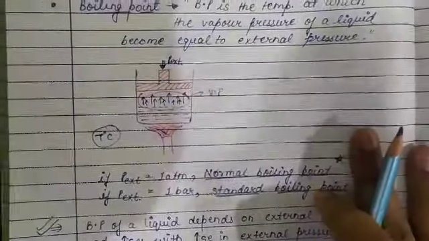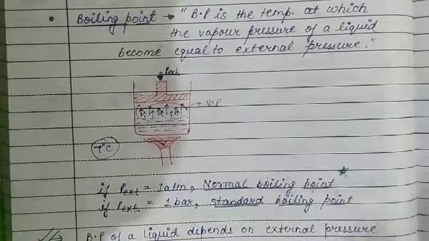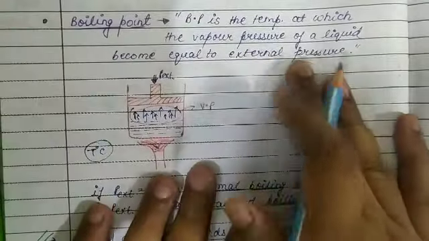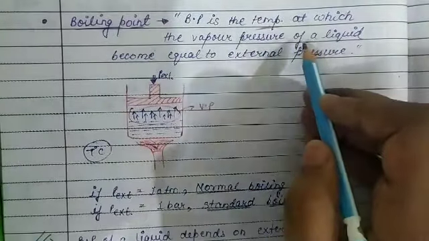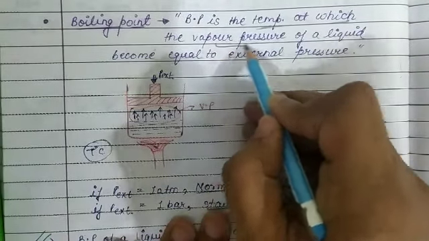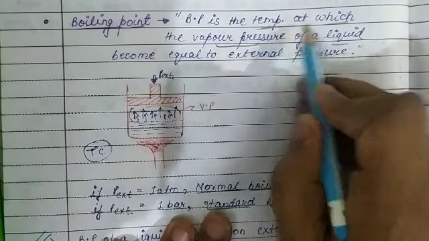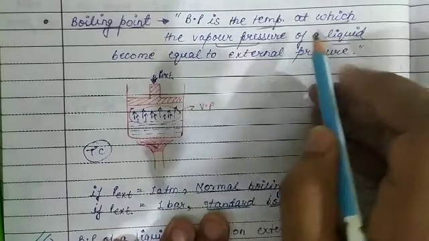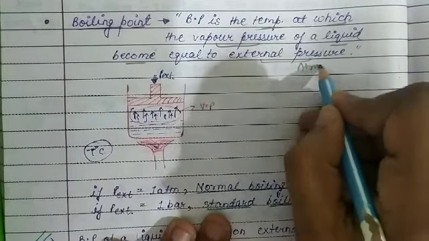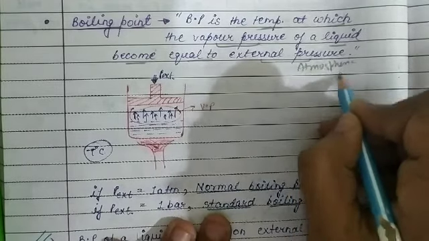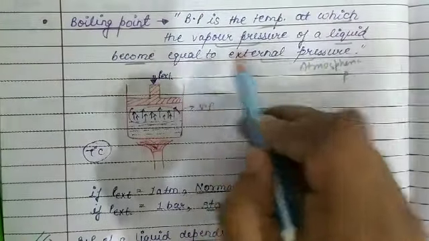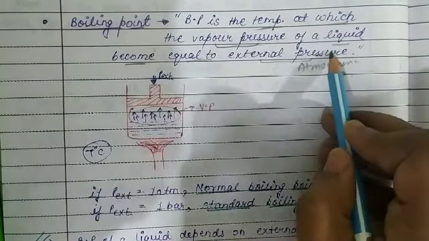See the next one. The next point is related to boiling point. See what boiling point is. Boiling point is basically the temperature at which the vapor pressure of a liquid becomes equal to the external pressure, or we can also say atmospheric pressure.